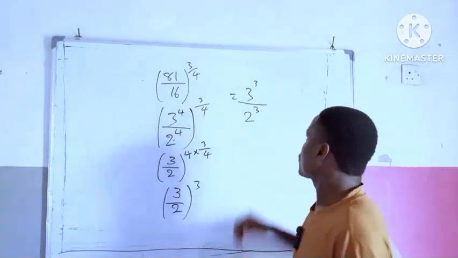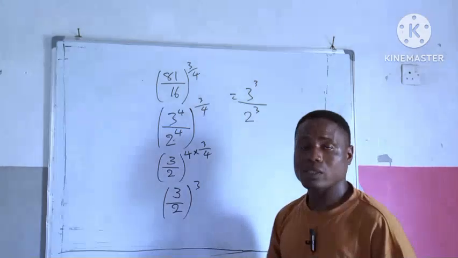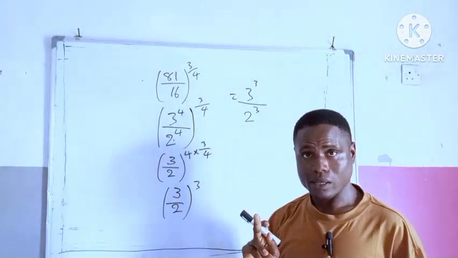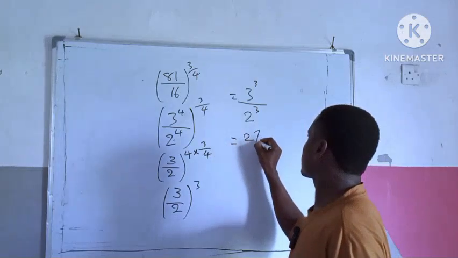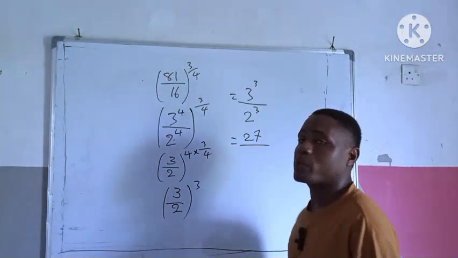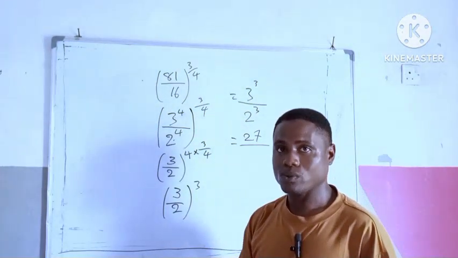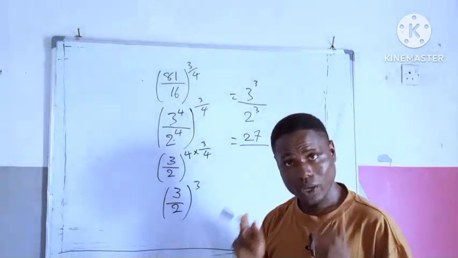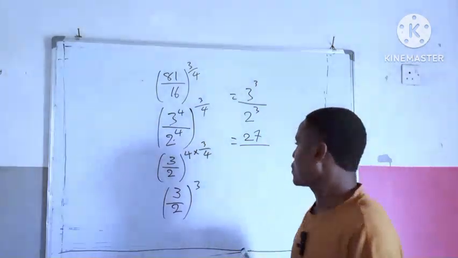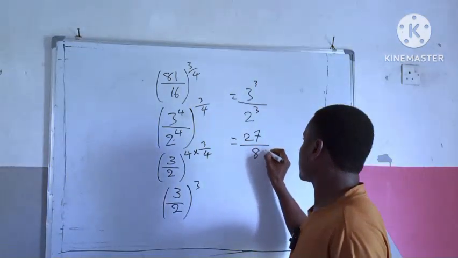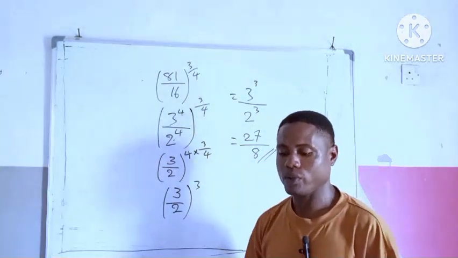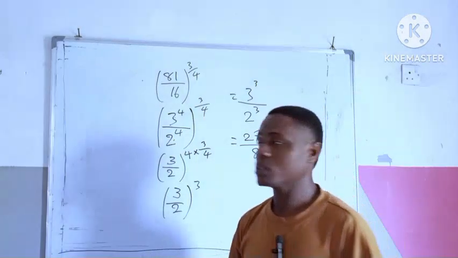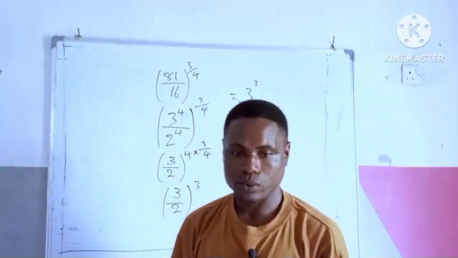So 3 raised to power 3 means 3 times 3 times 3, and it's 27. Then 2 raised to power 3 means 2 times 2 times 2, and if you multiply, it gives us 8. So this is the answer, 27 all over 8. It's simple, right? Alright, let's move to the next question.